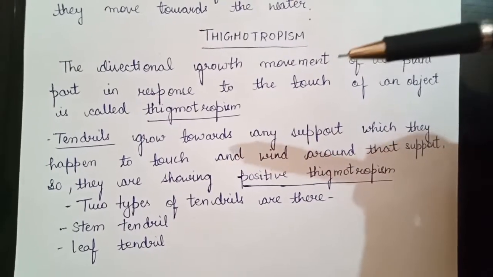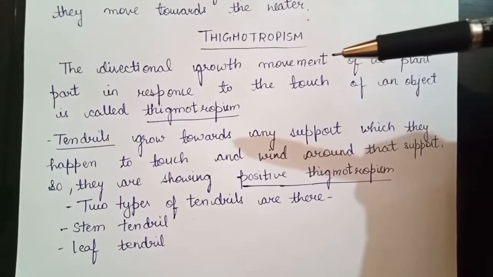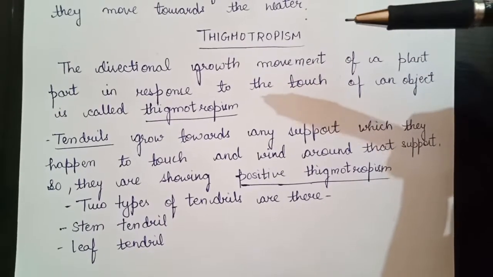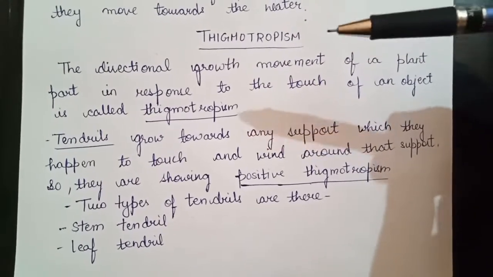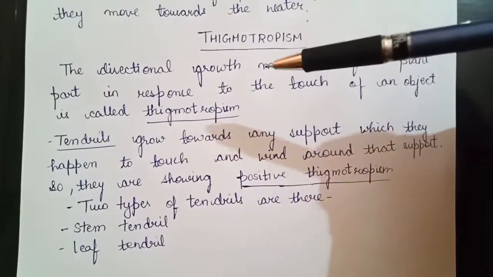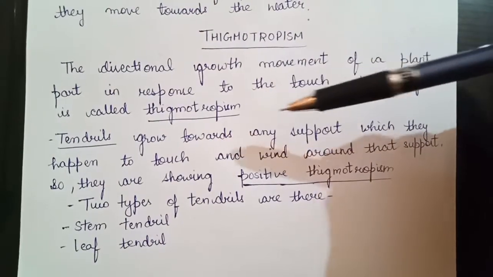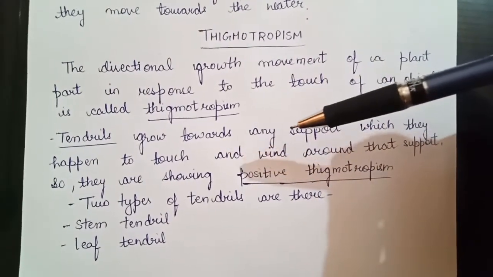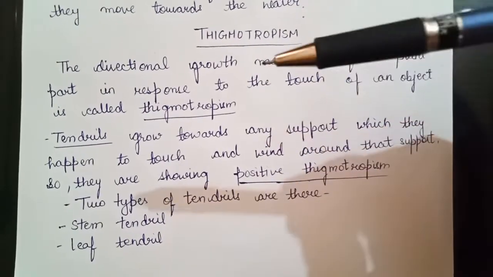As I told you, the movement always occurs in response to the stimulus, in the direction from where the stimulus is coming, in that direction only. That's why it is known as the directional growth movement. The directional growth movement of a plant part in response to the touch of an object is called thigmotropism. So touch is the stimulus here.